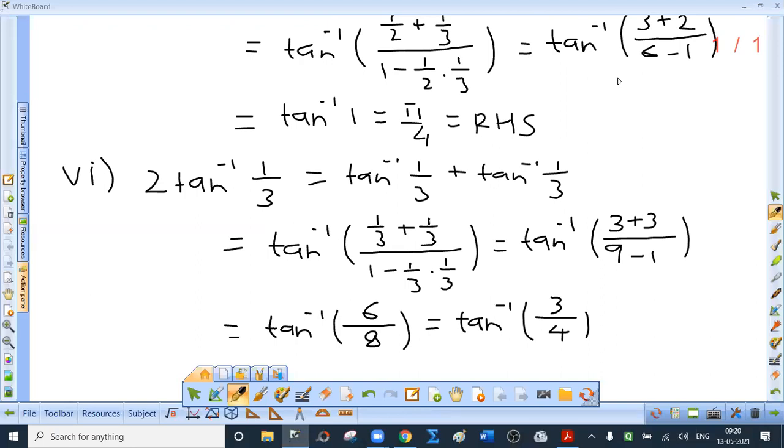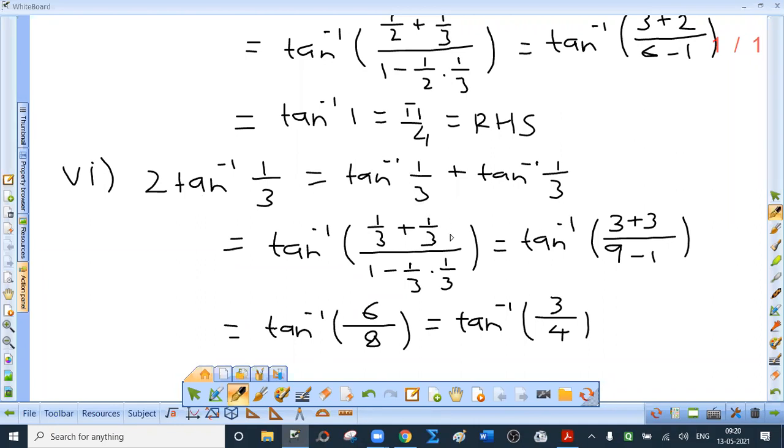Sum number 6. Prove that 2 tan inverse 1 by 3 is tan inverse 3 by 4. Now, you may say there is a standard formula. Yes, it is mentioned in the textbook, but I expect you to write this as tan inverse 1 by 3 plus tan inverse 1 by 3, and then use tan inverse P plus tan inverse Q as what? Tan inverse of P plus Q upon 1 minus PQ.